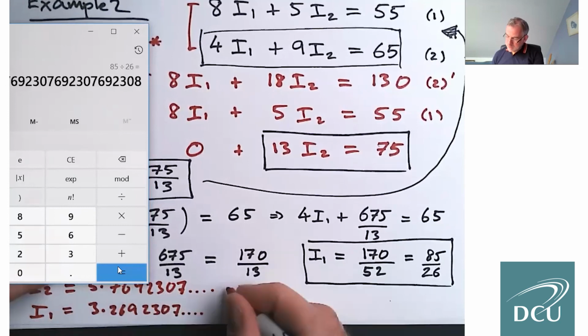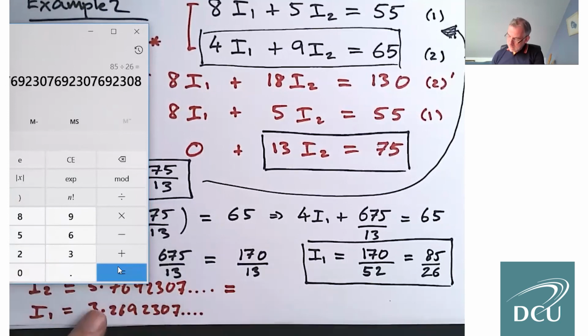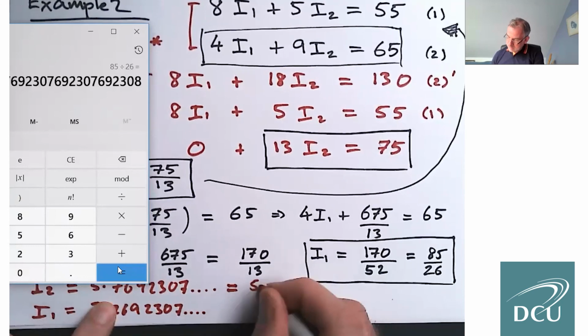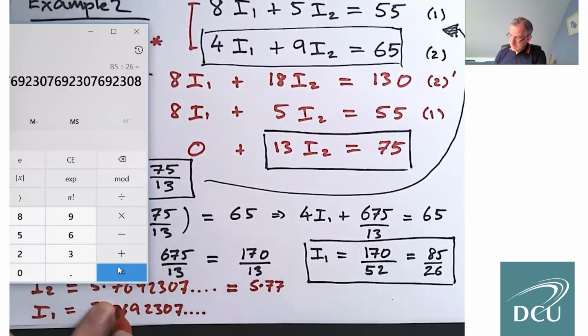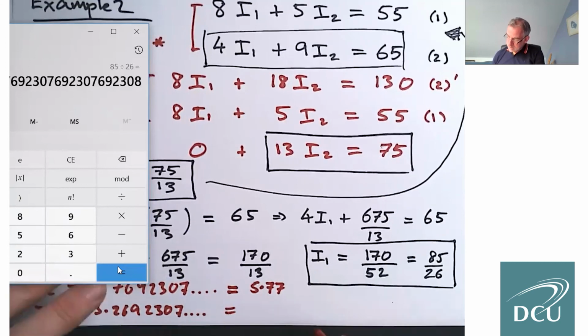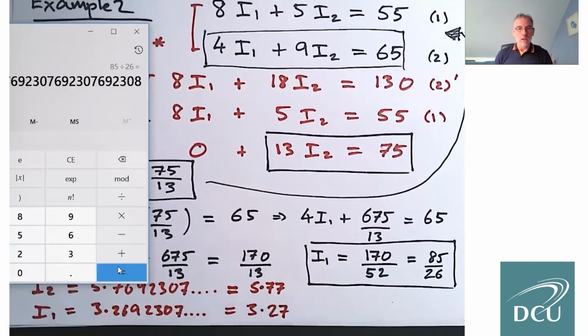And rounding off to 2 decimal places, then let's see, I'll get 5.77. The 69 rounds up to 7, and this rounds up to 3.27. So there's my answer. I1 and I2 rounded off to 2 decimal places.